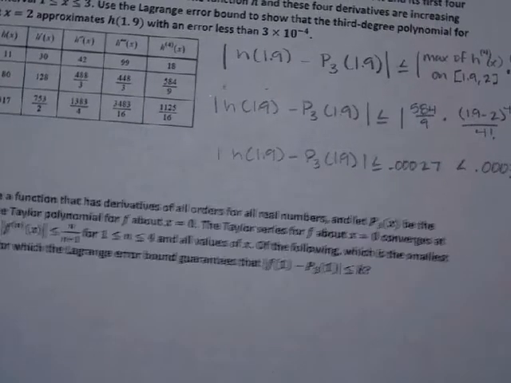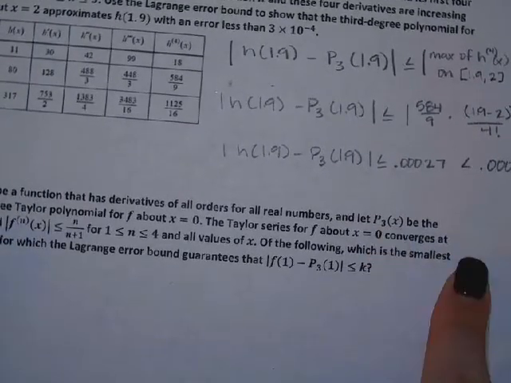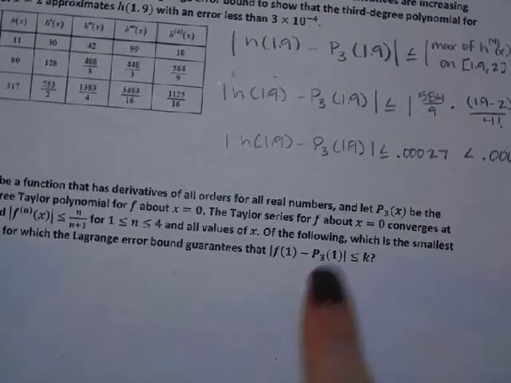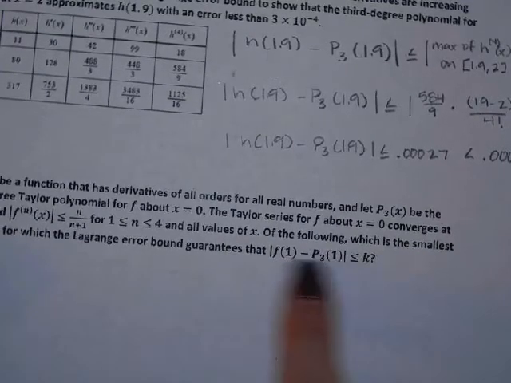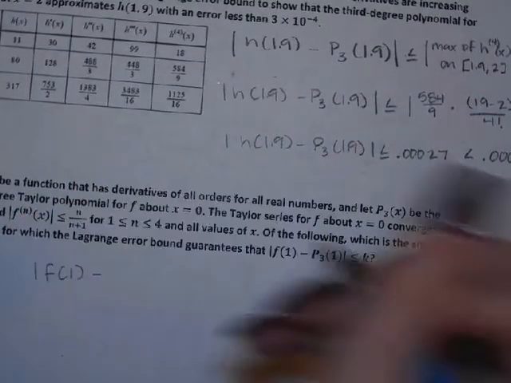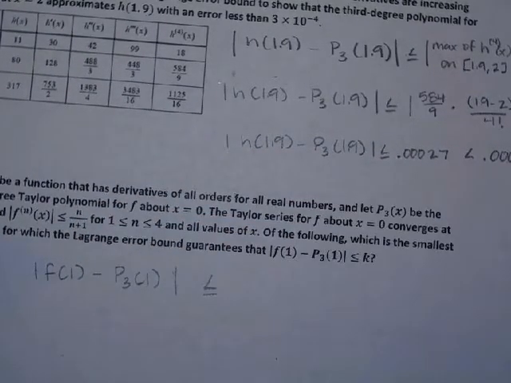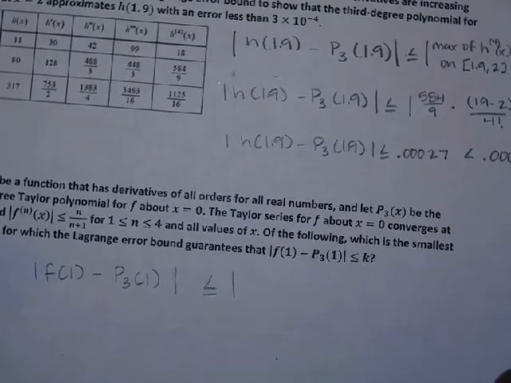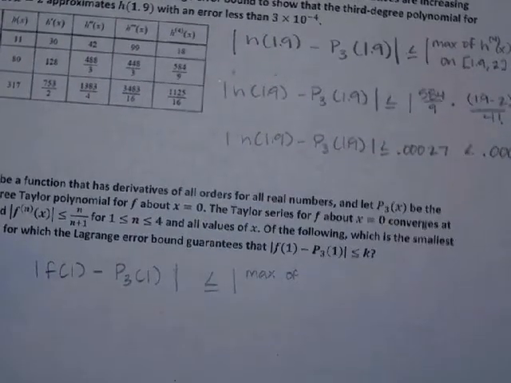Okay, we'll have the 3rd degree polynomial. They're saying of the following, which is the smallest value for k, and then here they're giving us the error, okay? So I'm just going to go ahead and write the error. Is less than or equal to the max of what?